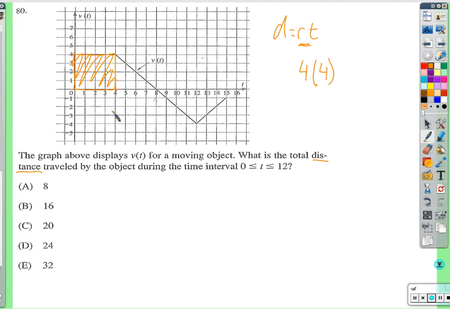So you take that area, and that area, and this area, which would be negative, but then we turn it positive. It's just from 0 to 12. And remember to make that negative area positive because this is distance, not displacement. Distance would be whether you're moving positive or negative, you're racking up miles. But displacement, if you move positive and then negative, you're canceling out the positiveness that you just did. That's not the case with distance.